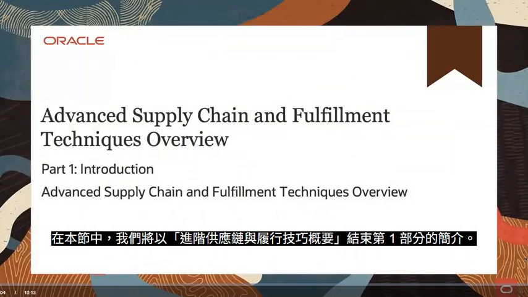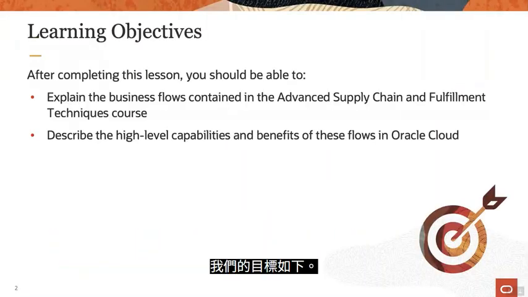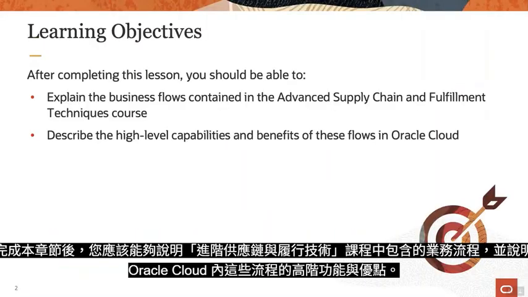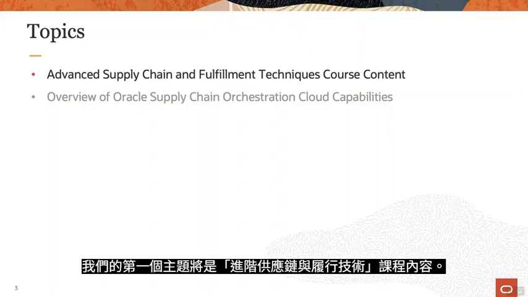In this section, we'll conclude our Part 1 introduction with an advanced supply chain and fulfillment techniques overview. Our objectives will be as follows. After completing this lesson, you should be able to explain the business flows contained in the Advanced Supply Chain and Fulfillment Techniques course and describe the high-level capabilities and benefits of these flows within Oracle Cloud. Our first topic will be Advanced Supply Chain and Fulfillment Techniques course content.